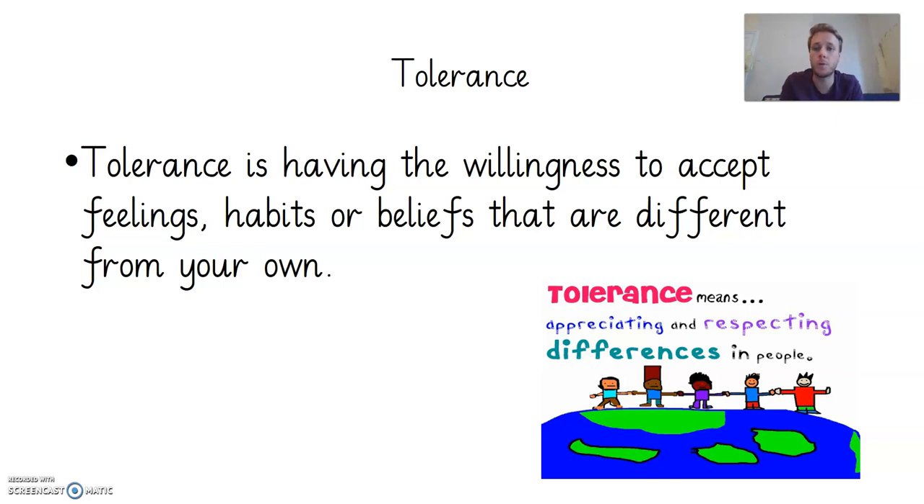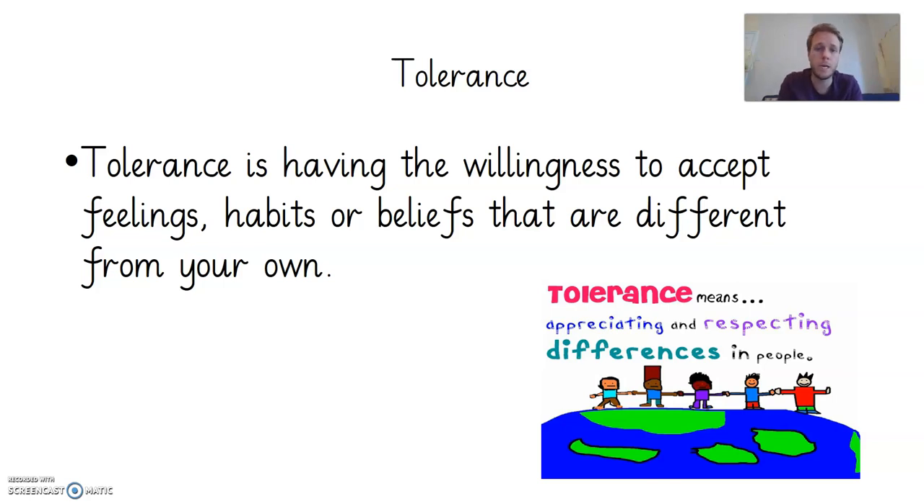And I'm sure you all know that every person is unique. We all have different thoughts, different beliefs, different ways of thinking, and being tolerant is accepting that. So you might think differently to your friend, or you might think differently to your brother or sister. You might have a different religion compared to one of your friends, or you might believe something different from another person. And that's okay. That's called being tolerant.